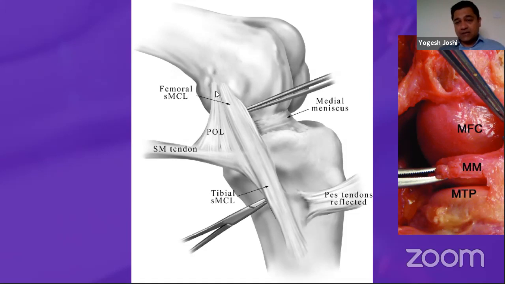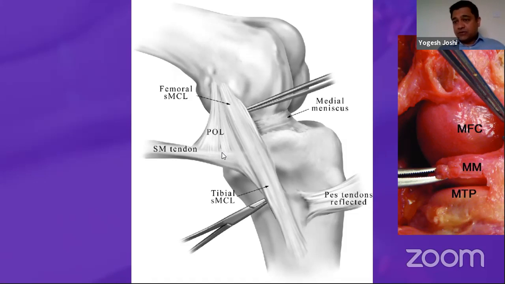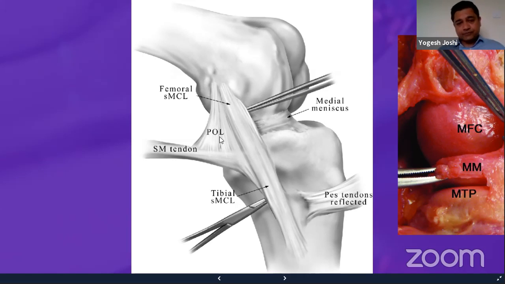The thickest one is the central bundle. Now the central bundle goes right down and attaches to the fibers. This is the anterior fibers of the semimembranosus tendon, and that is the strongest bit. If we do anatomical reconstruction of the MCL, then this is what we reconstruct.